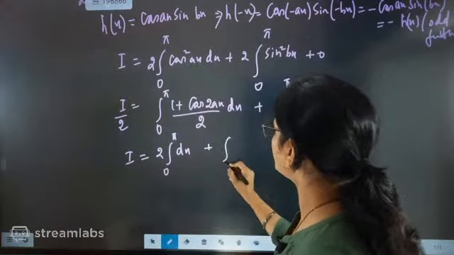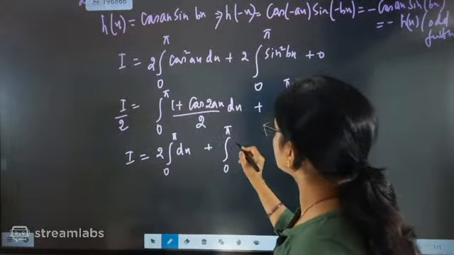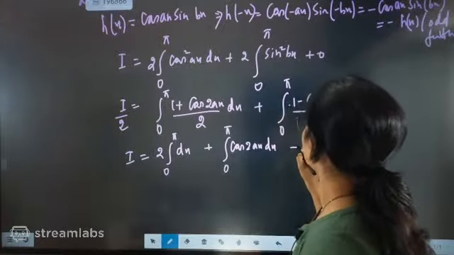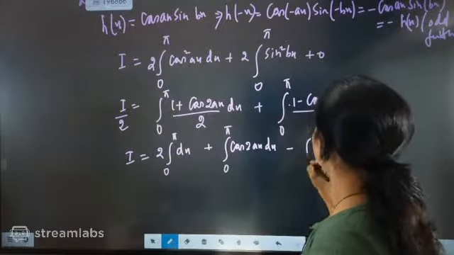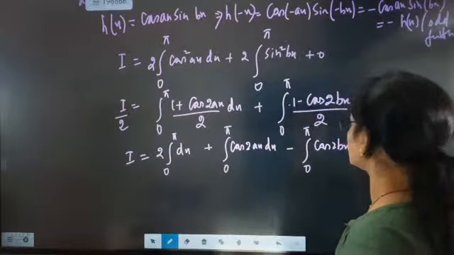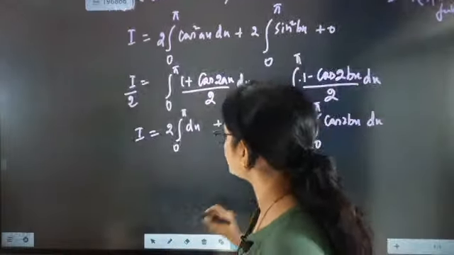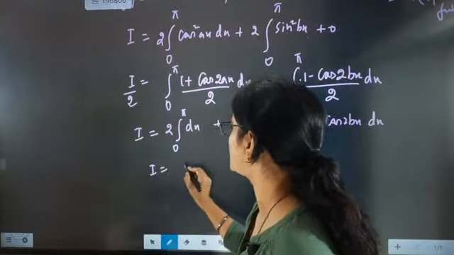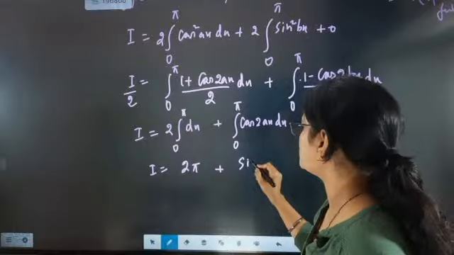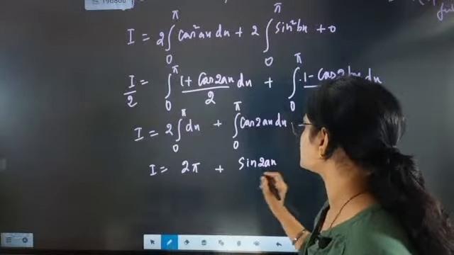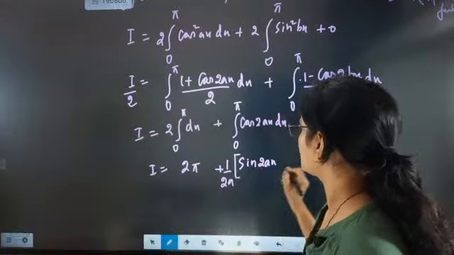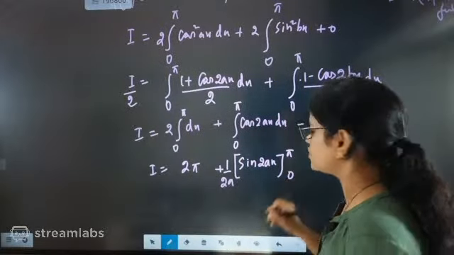Now we are going to write it as integral from 0 to pi of cos 2ax dx, then minus integral from 0 to pi of cos 2bx dx. So the integration of cos 2ax is exactly going to, this part is coming as 2 pi. Now here cos will become sine, so it is going to give you sine 2ax by 2a, and it is going to come as pi to 0.